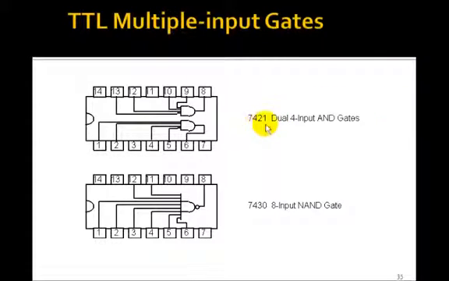Here's a 7421, a dual 4-input AND gate, so you get 4 inputs in. You'd come in pins 1, 2, 4, and 5 and come out 6, for example, in that one. And the 7430 is actually an 8-input NAND gate. Well, there are lots and lots of different 7400 chips that you can choose from. As I say, they're becoming obsolete, and as we move to programmable logic devices, which we'll talk about in the next lesson.